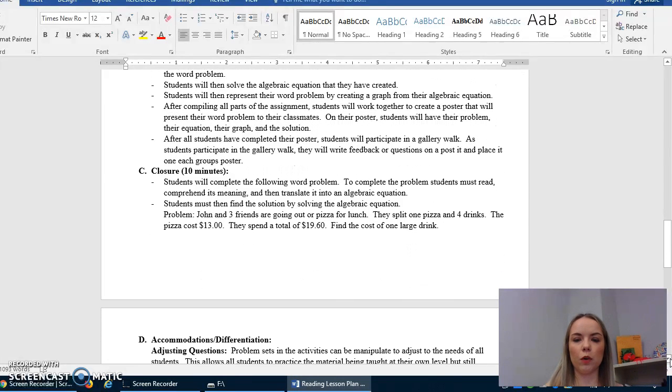Students will complete the following word problems. To complete the word problem, students must read, comprehend its meaning, and translate it into an algebraic equation. So the problem is there. It's talking about John and his 3 friends going out for some pizza and drinks.